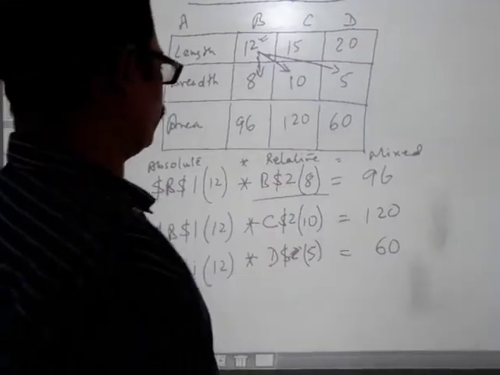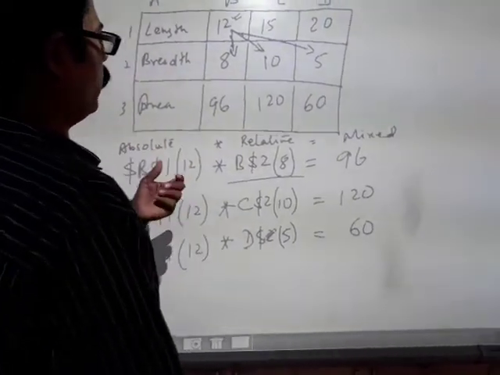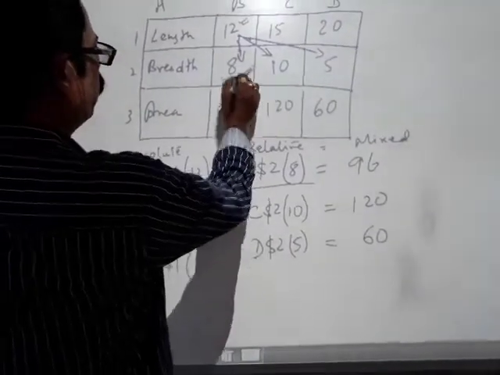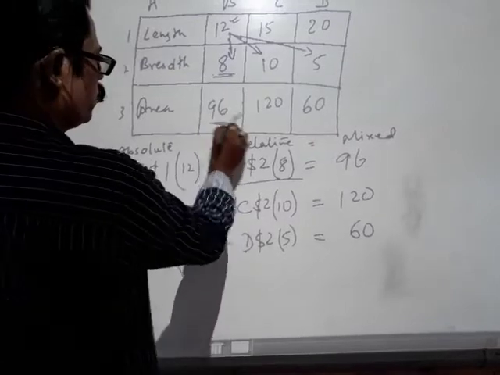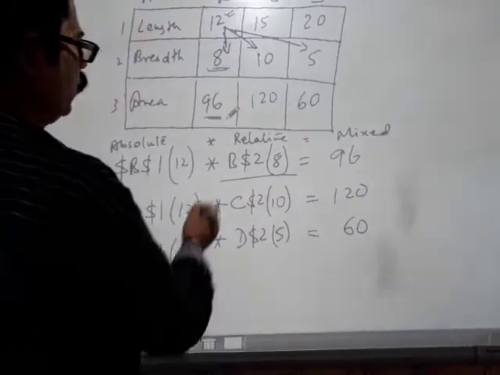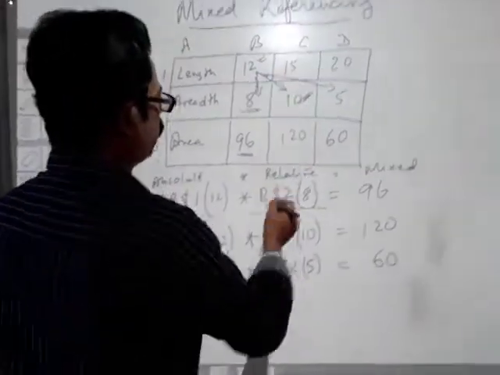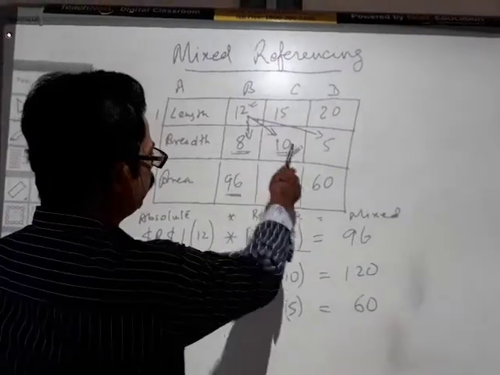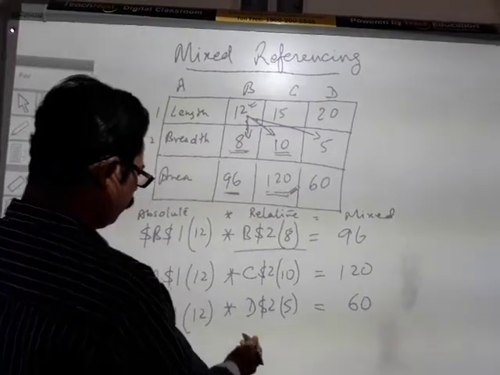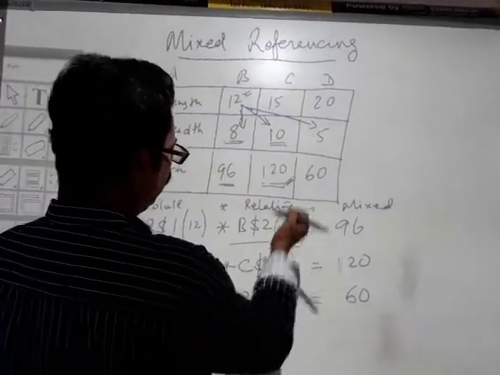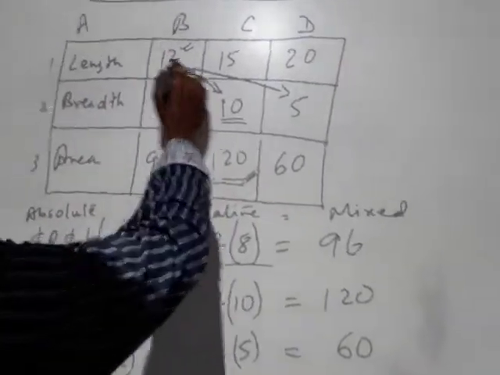In the first case it is multiplied with B$2. What is B$2? That is the relative part, which is 8. So 12 times 8 is 96, the result we are copying in this part. Then again, 12 is kept as an absolute value. It goes into this one, that is relative 10. So 12 tens are 120. This is the answer that you get. And then finally we have D$2, which is 5.